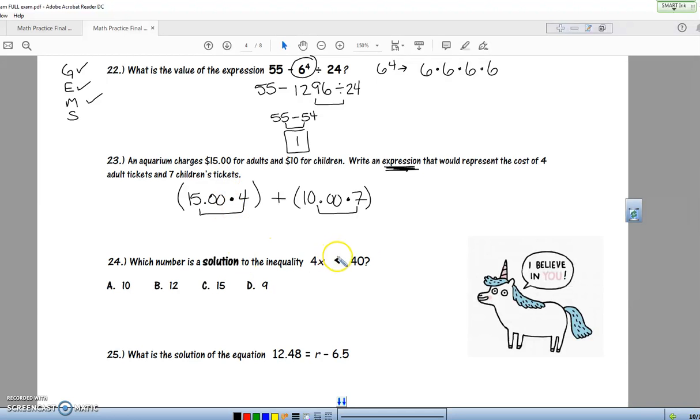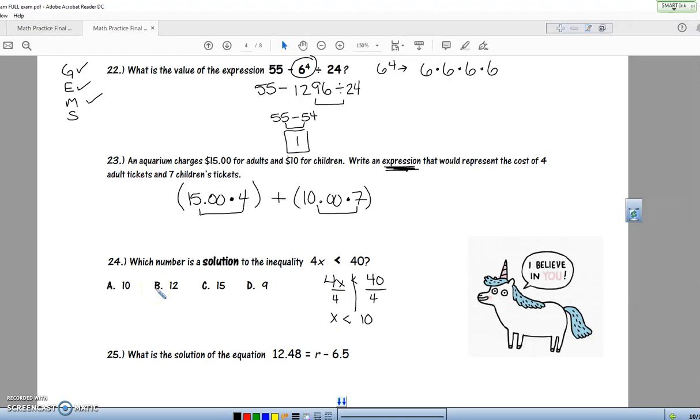All right, 24, solve the equation. So 4x, or inequality, sorry. I'm going to draw the line down. This is touching, so it's multiplication. So divide both sides by 4. I get x and 10. Can I circle 10 right now as my answer?